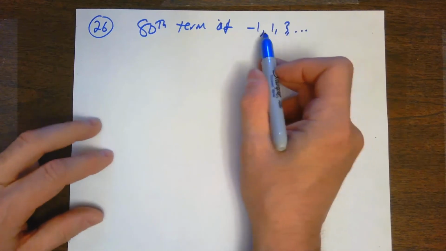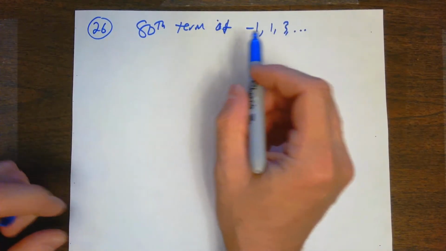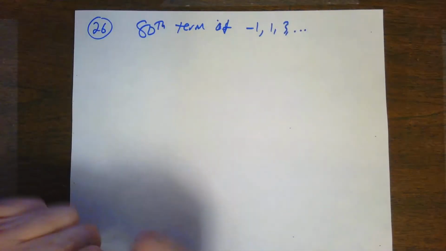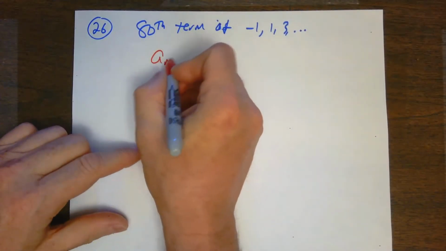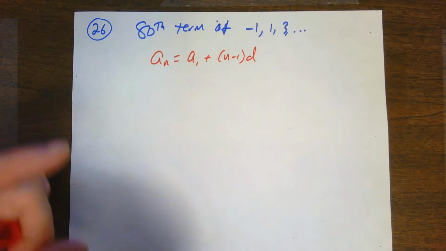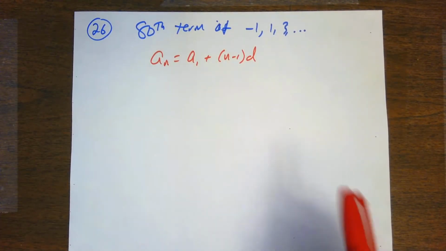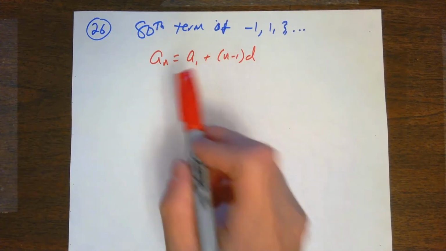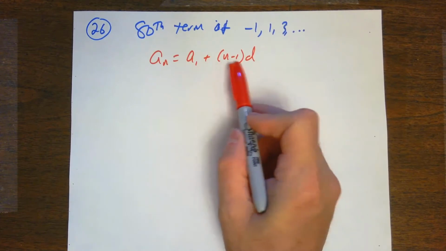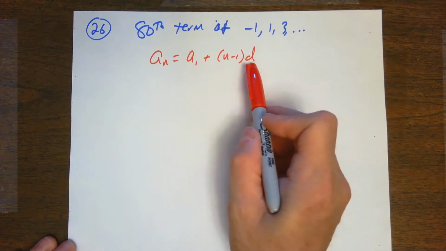All right, so given this arithmetic sequence, again, I'm going to find the formula and then use the formula. The formula says that any term is the first term plus the number of terms minus 1 common differences. So I'm saying it in English and I'm writing it in math. Any term is the first term plus the number of terms minus 1 common differences more.